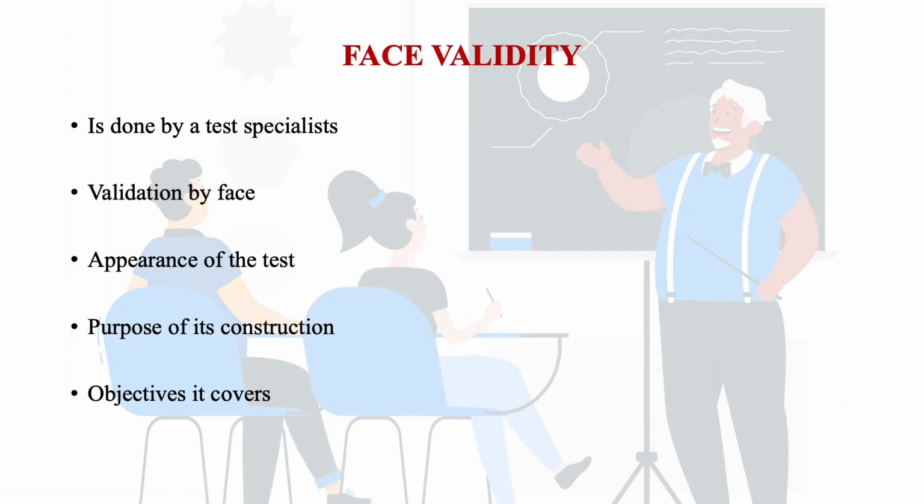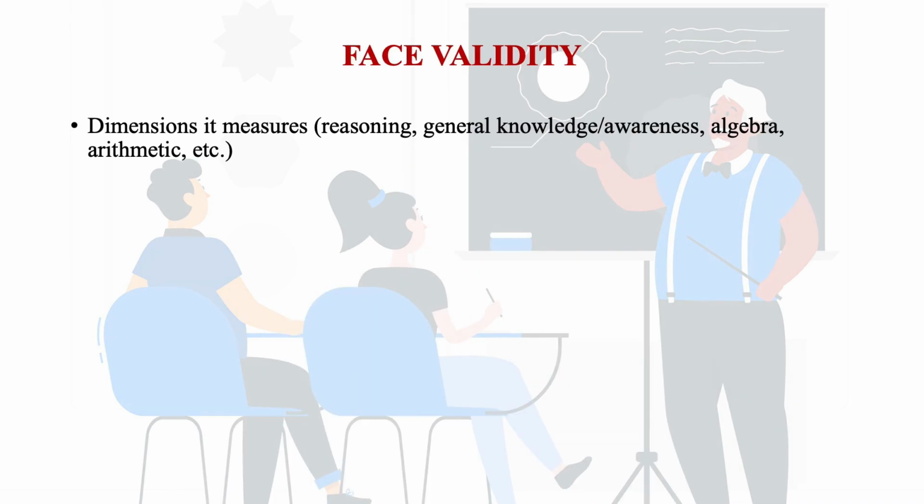face validity. And the objectives it covers. What are the different objectives of the test, and whether items are constructed as per the objectives or not. And further, every test or every tool has certain dimensions. So what are the different dimensions it measures?